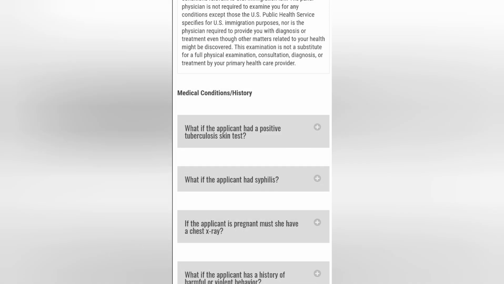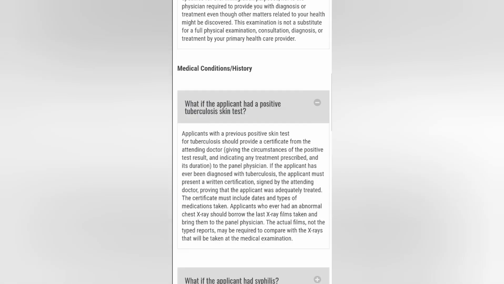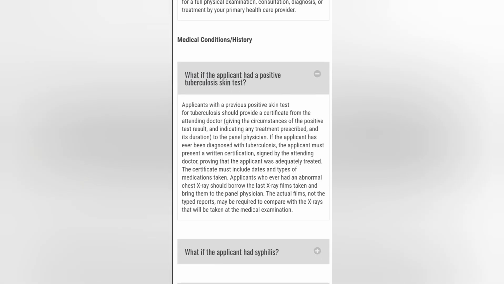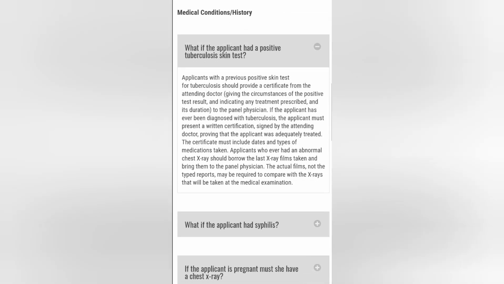Next question, medical conditions and history. Applicants with a previous positive tuberculosis skin test should provide a certificate from the attending doctor, given the circumstances of the positive test result, indicating any treatment prescribed and its duration. So as you all know, for those who usually do the tuberculosis skin test, there is a swelling. If it's above 10 millimeters, then it shows you're positive. You probably must have taken the Bacillus Calmette-Guerin vaccine, that's the BCG vaccine.